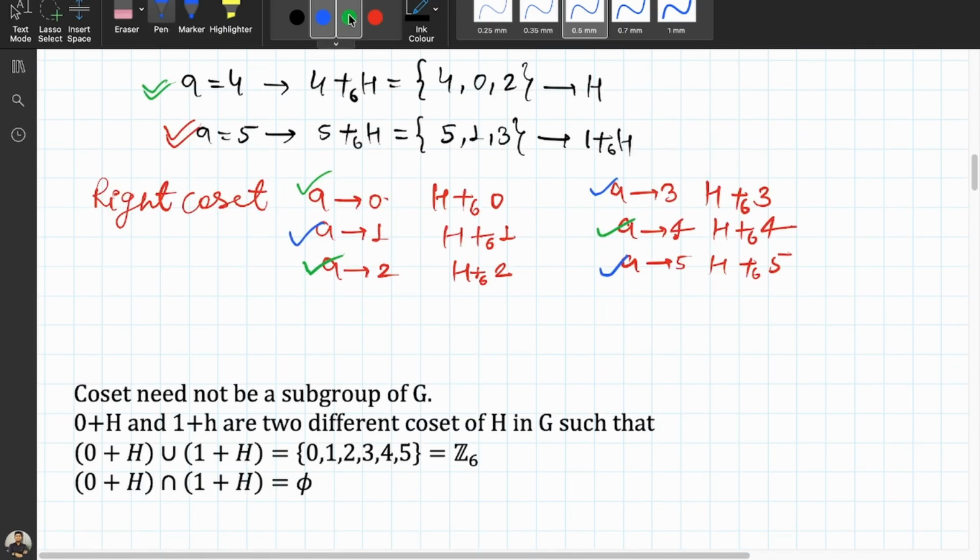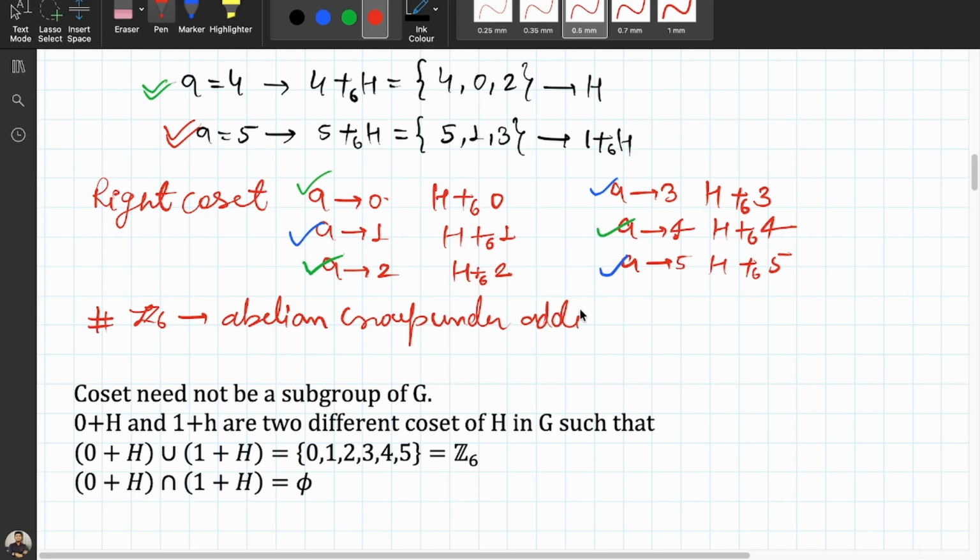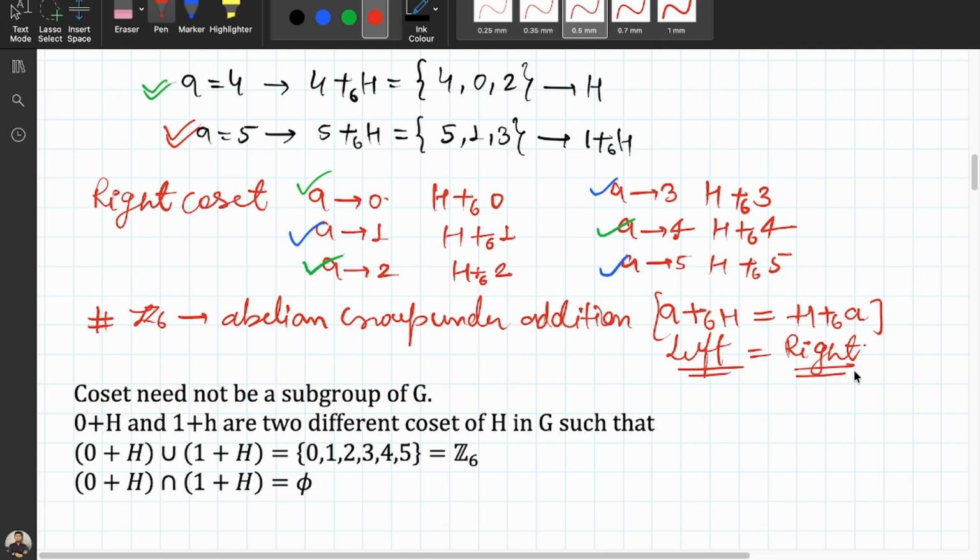And one more thing here: Z6 is an abelian group under addition. If it is an abelian group under addition, it means A addition modulo 6 with H equals H addition modulo 6 with A. From here I can see the left coset is equal to the right coset. That's the simple case of an abelian group.